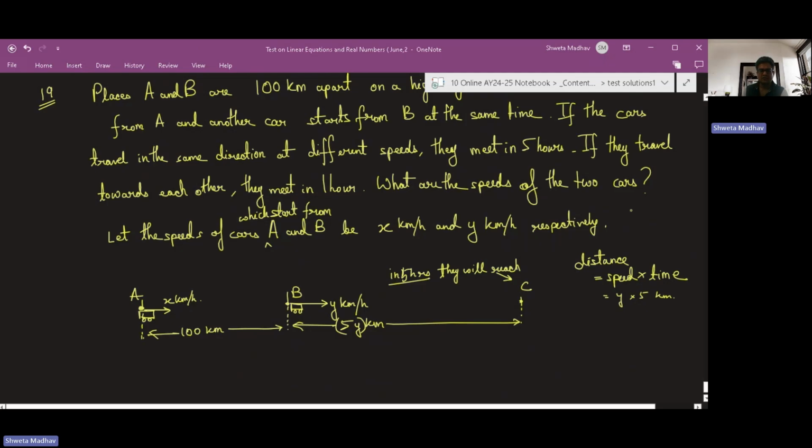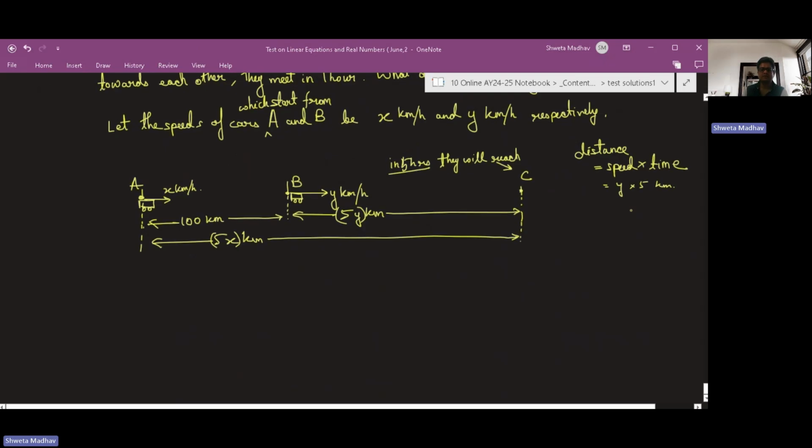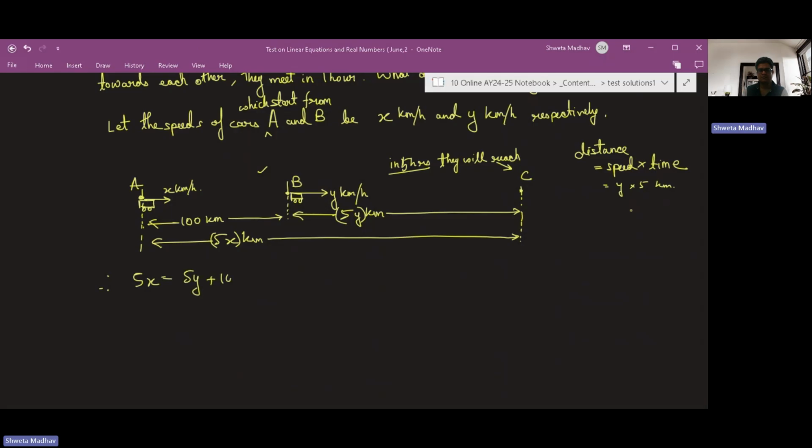Similarly, the car which starts from place A will cover a distance of 5x kilometer. Since its speed is x and the time is 5 hours, it will cover a distance of 5x kilometer in a time interval of 5 hours. So from this figure, we can see that 5x equals 5y plus 100. So this is our equation 1.